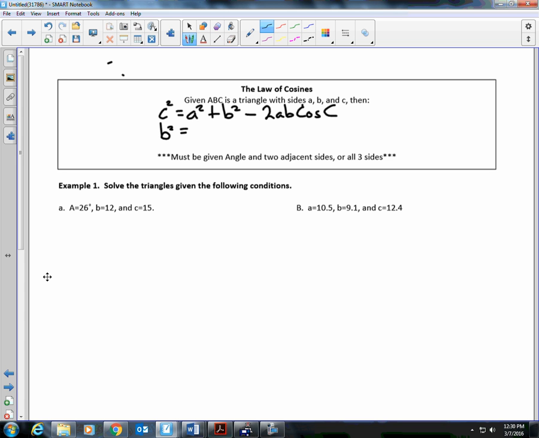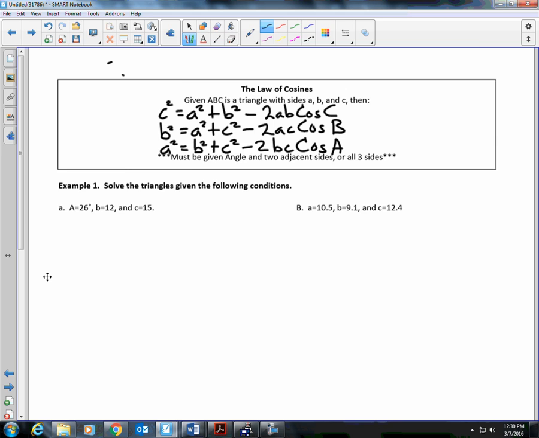I'm going to change it. What if I put it as b squared? Then what would I have? a squared plus c squared minus... And a squared is b squared plus c squared minus 2bc cosine of a. And that's what we had derived on the other side. It just takes on different forms depending on what variable you're working with.